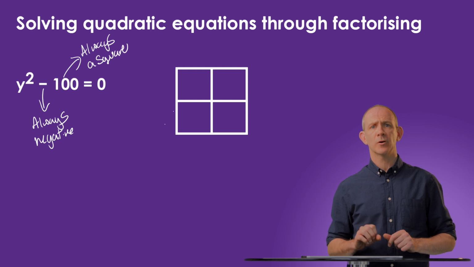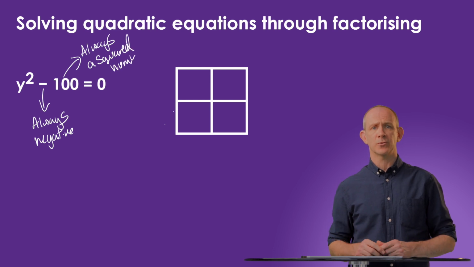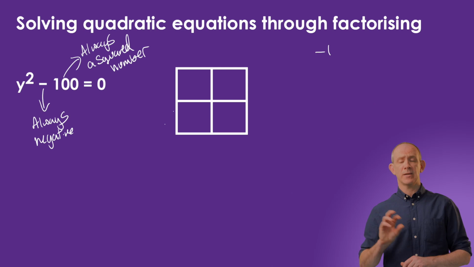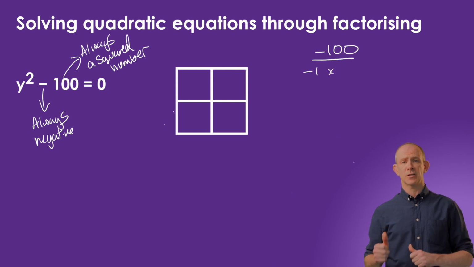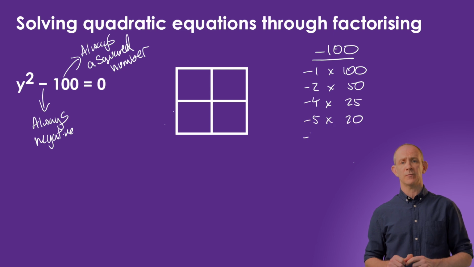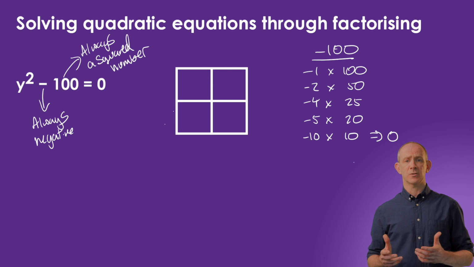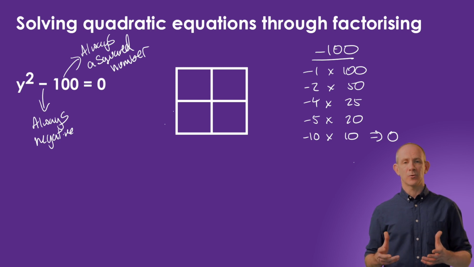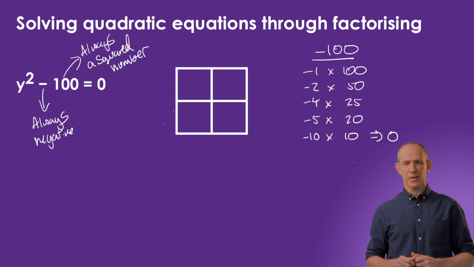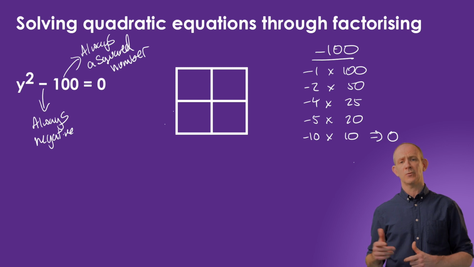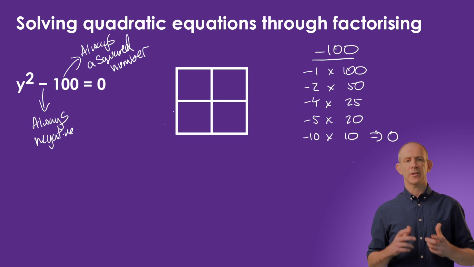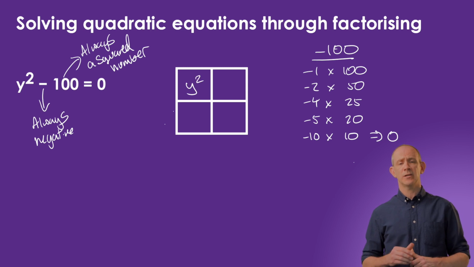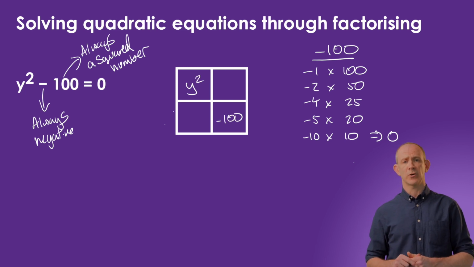Firstly, before, we need to find the factors of 100. So we create the factors of negative 100. We've got negative 1 times 100, negative 2 times 50, negative 4 times 25, negative 5 times 20, and finally negative 10 times 10. We knew we were going to look for a squared number, so this one's going to be it, because negative 10 plus 10 would equal 0. We can write that into our grids. Y squared goes in the top left-hand corner, negative 100 goes in the bottom right.